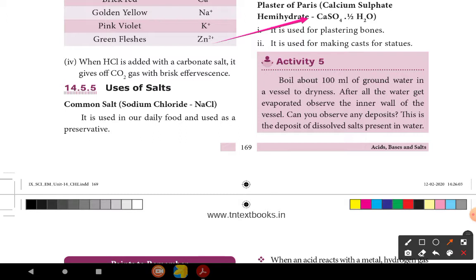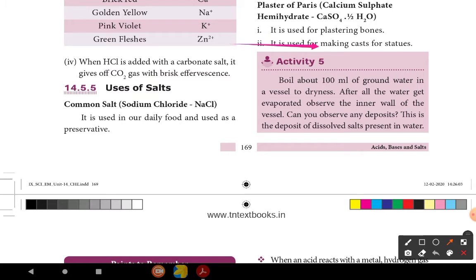You know where plaster of Paris is used? It is used for plastering bones. See, you have an accident and you break your bones, you have a fracture, and what will you do? You go to the doctor, then the doctor will put some plastering around your bones. So this plaster is only called as plaster of Paris. So it is nothing but calcium sulfate hemihydrate. It is used for plastering bones.